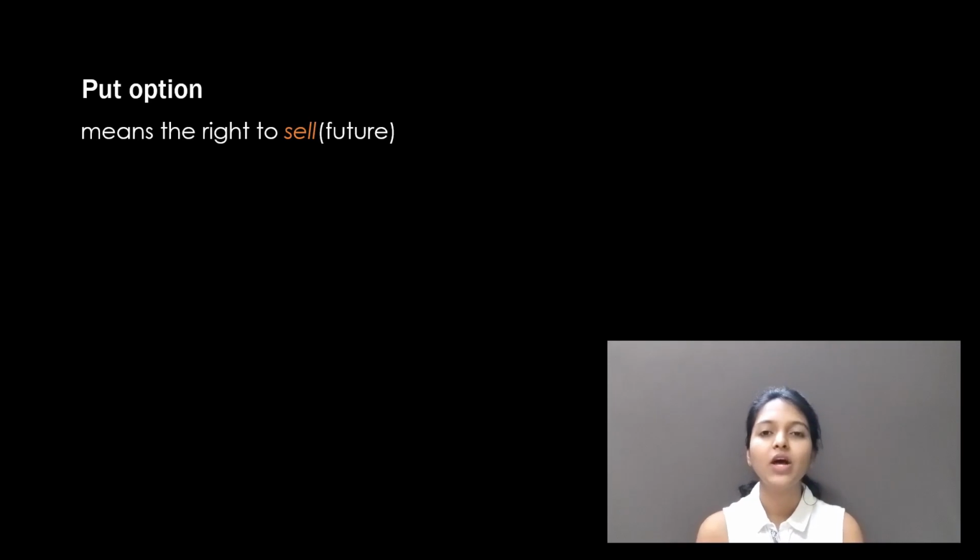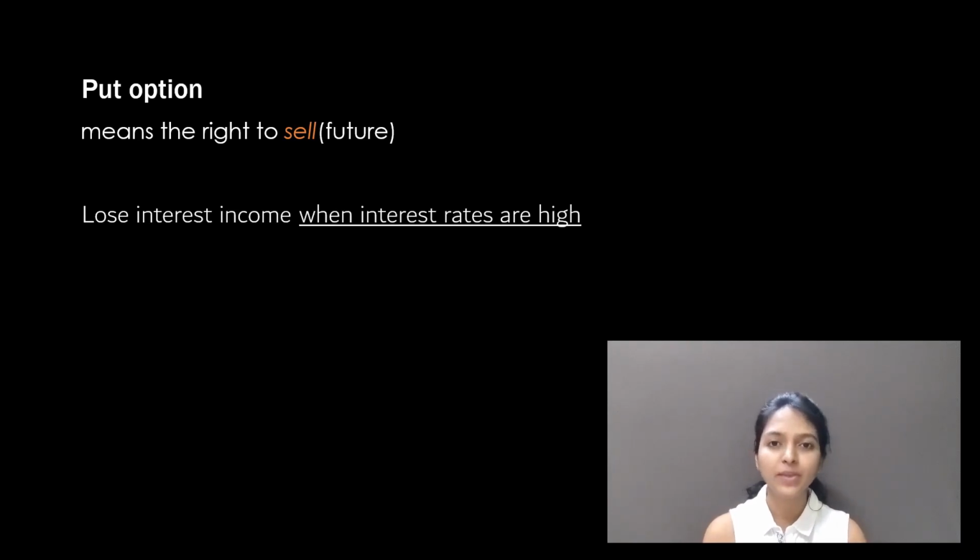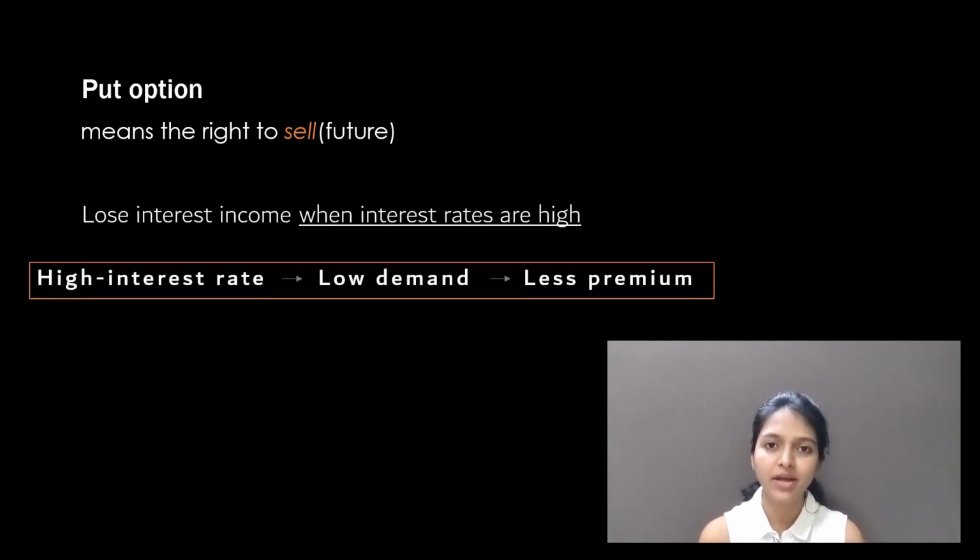Moving on to the put option. Buying a put option means the right to sell, but the sale takes place in the future. Now, because they don't receive any cash today, they lose out on the interest amount when the interest rates are high, which means during a rising interest rate environment, put options are less attractive, and therefore their premium amount is less.